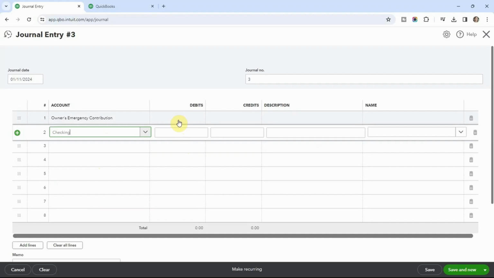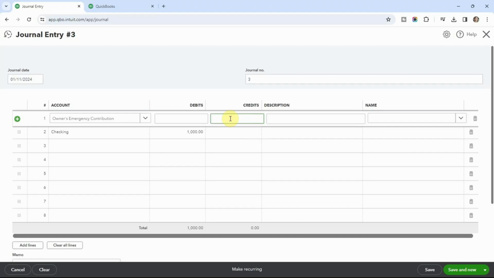So which of these things have a positive, have a green, got more money? That is going to be the checking account because that is the one that got the money. And then the owner's bank account or value went down. So that is the credit.